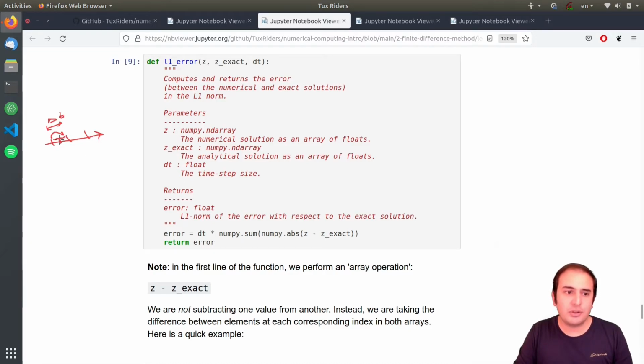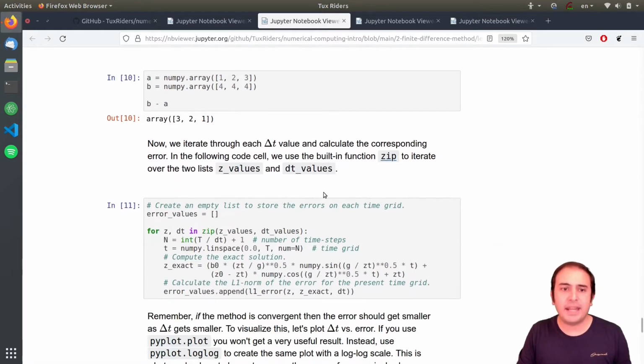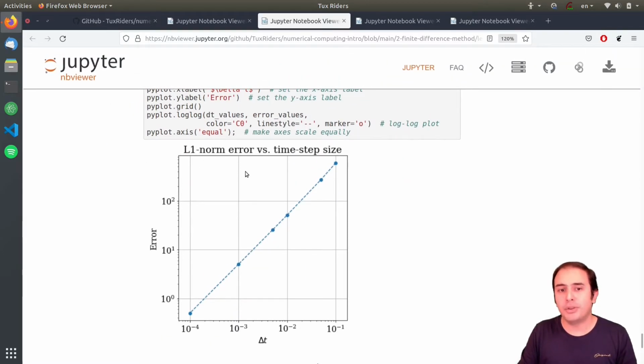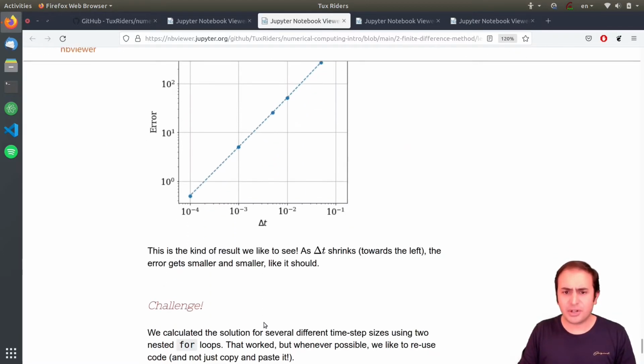So if you choose it smaller, then you capture more things, more interactions. So this is very important. And this is actually a study where we compute different delta t's, different time steps. For each value of the time step we perform the simulation again, and then we can plot the L1 norm versus time step.